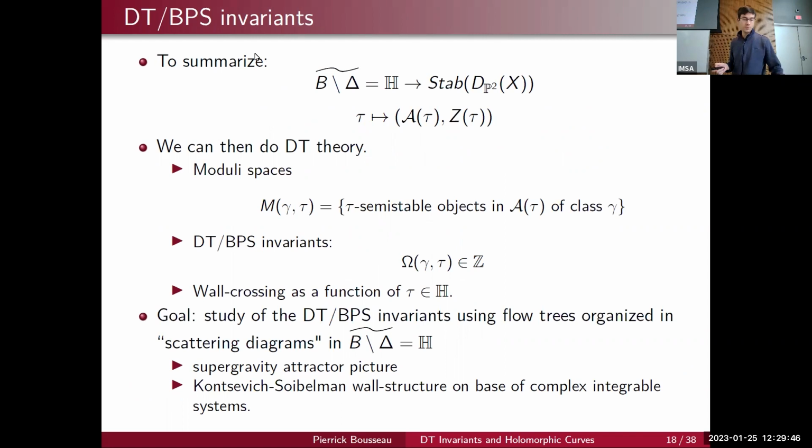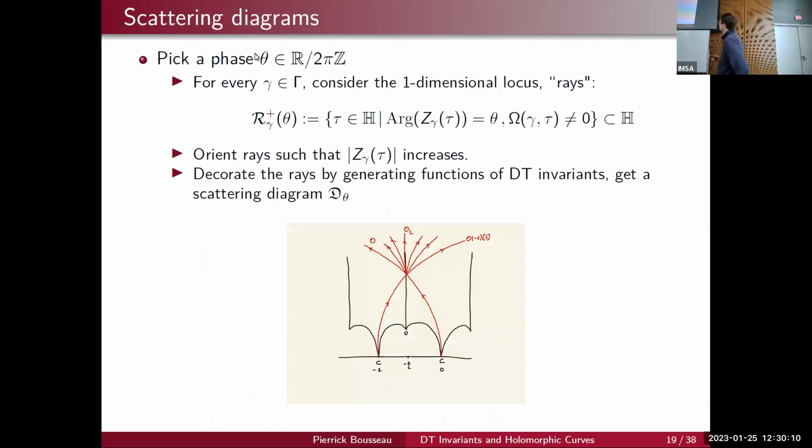Okay, and so the first thing I want to explain is how to describe these DT invariants as flow trees or attractor trees in the upper half plane, the universal cover of the space. And as I already mentioned, this thing is kind of motivated by the gravity attractor picture, or the general expectation due to Kontsevich-Soibelman that you should have a nice wall crossing structure on the base of complex integrable systems. So what do we do precisely?